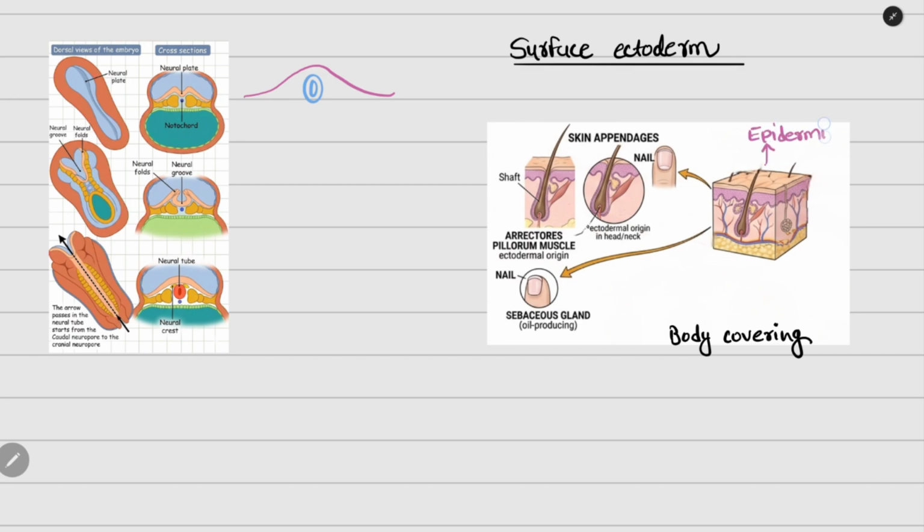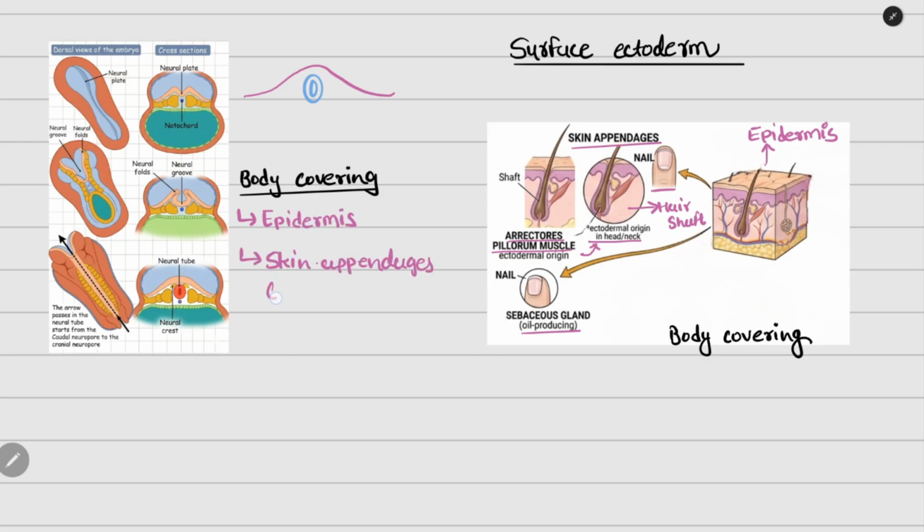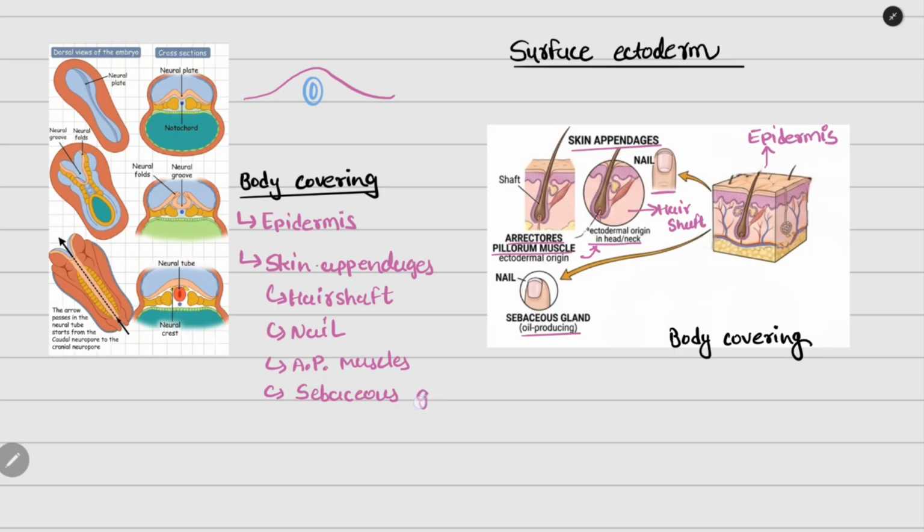We have the epidermis of the skin and skin appendages like nails, hair shaft, erector pili muscle in the neck and head. And also the sebaceous gland which produces sebum or oil on the skin. So let's write the derivatives of surface ectoderm, which are body covering parts: epidermis, skin appendages like hair shaft, nails, erector pili muscles and sebaceous glands.